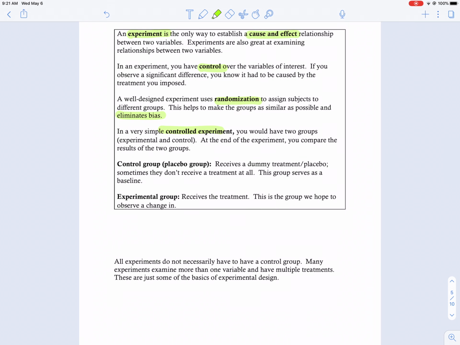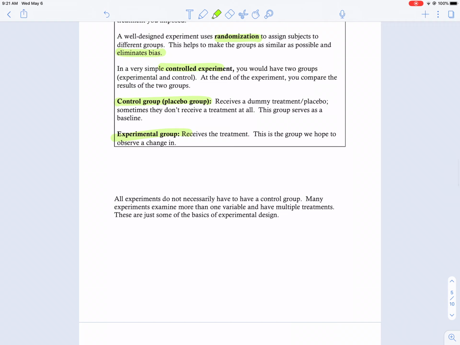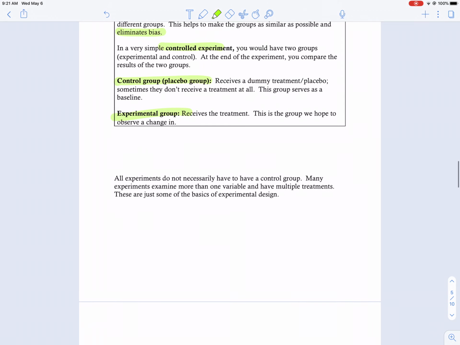Now, the 2 groups are usually your control group and your experimental group. The control group, aka the placebo, receives some type of dummy treatment or placebo where they don't receive anything at all. This usually serves as your baseline, where the experimental group receives treatment. Like, they would get the drug, they wouldn't get the placebo. And in this group we hope to observe a change. All experiments do not necessarily have to have a control group, but many experiments examine more than one variable, and they have multiple treatments.